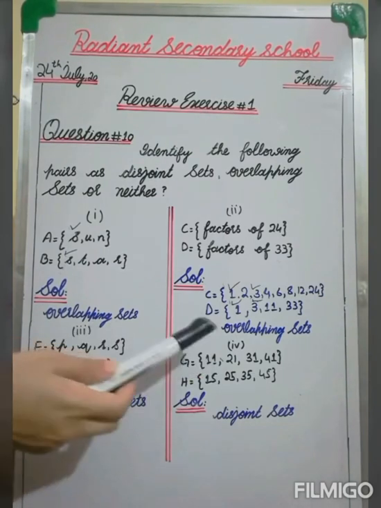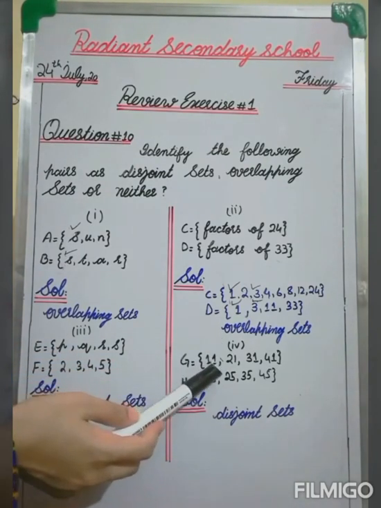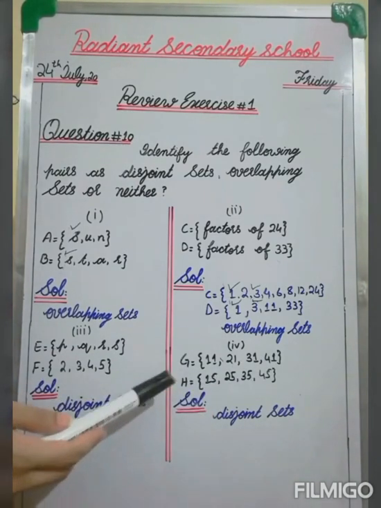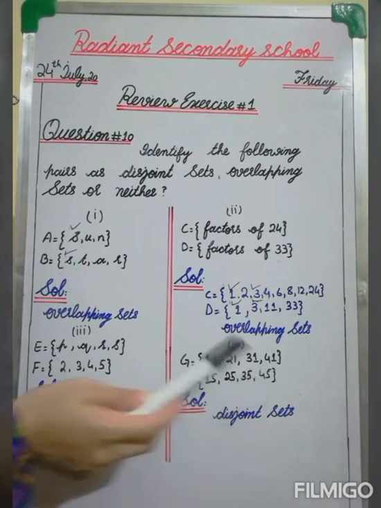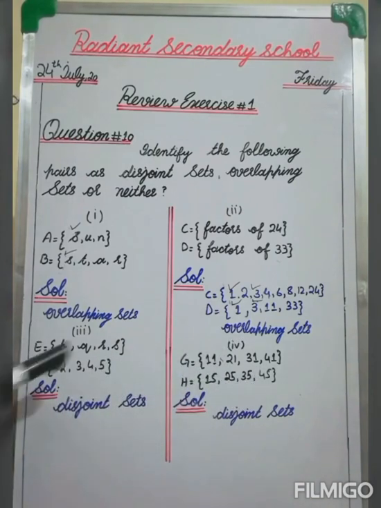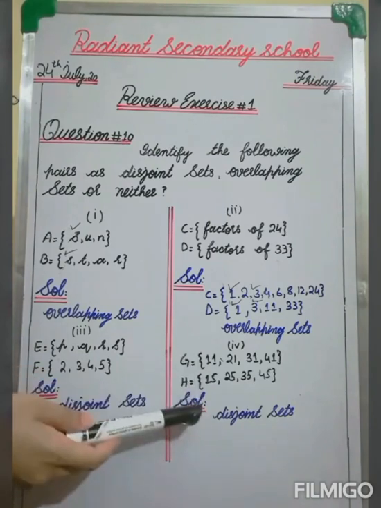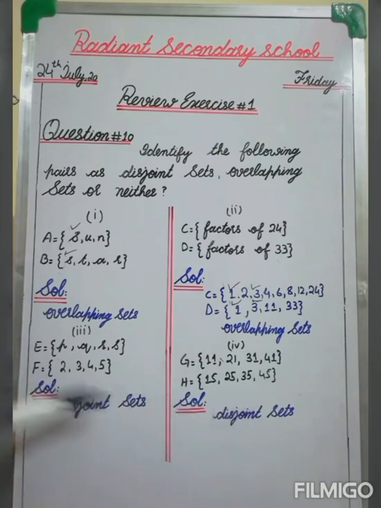Now come to part number 4. The elements of set G are 11, 21, 31, 41 and the elements of set H are 15, 25, 35, 45. Students, you can see that no element is common in both the sets, so that's why sets H and G are disjoint sets.